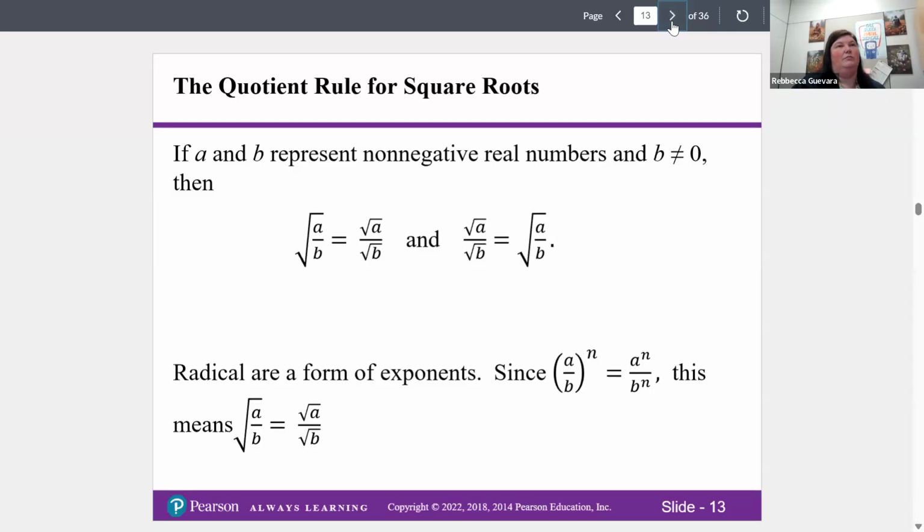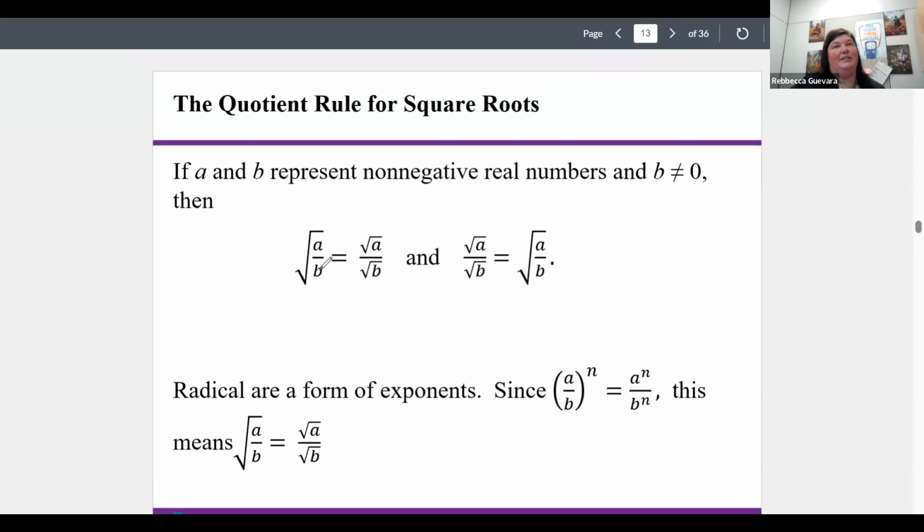So quotient rule: if A and B are non-negative real numbers, and B is not equal to 0, because if B is equal to 0, it's undefined, right? Because I'm dividing by 0. The square root of A over B is the square root of A divided by the square root of B.